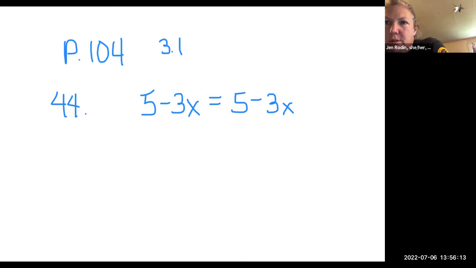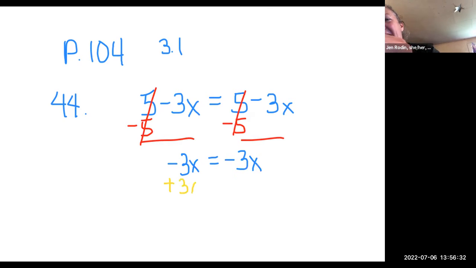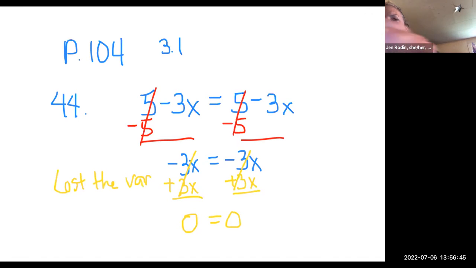So in this one, if I have to show my work and solve this, let's say I want to get my 5s together, my constants, do that first. You end up with -3x equals -3x. I didn't lose my x yet, but if I add 3x to both sides, I'll end up with 0 equals 0. So now I lost the variable. Got a true statement. It's a kind of boring statement, but it's true. 0 equals 0. So it's going to be infinitely many solutions.